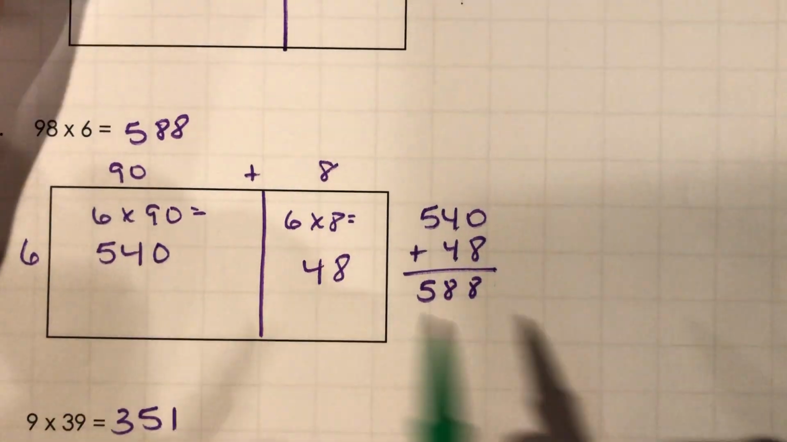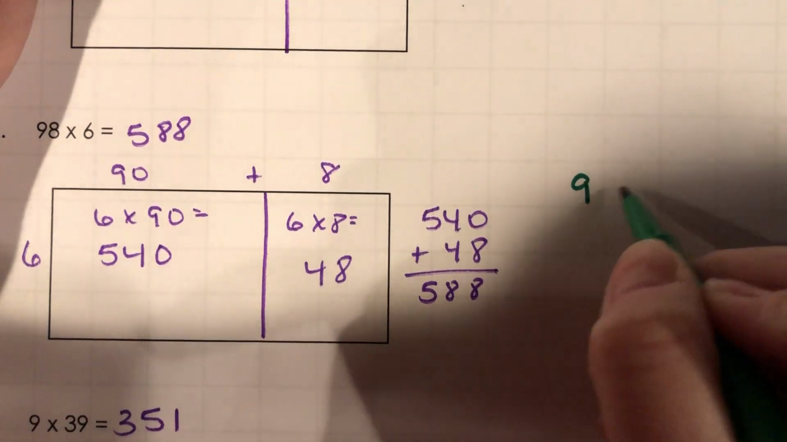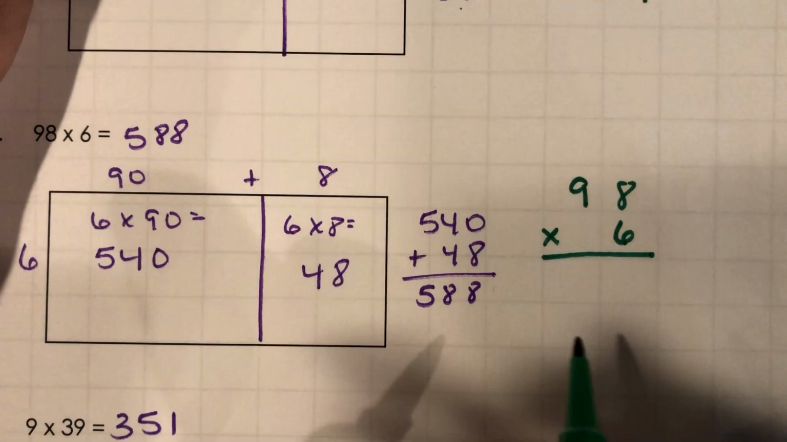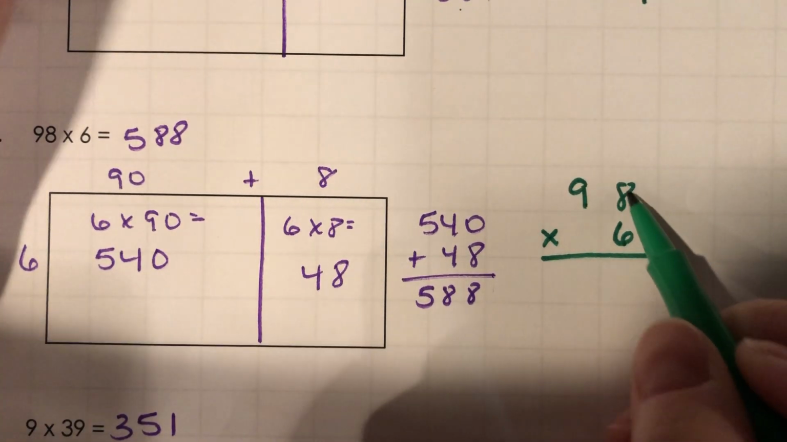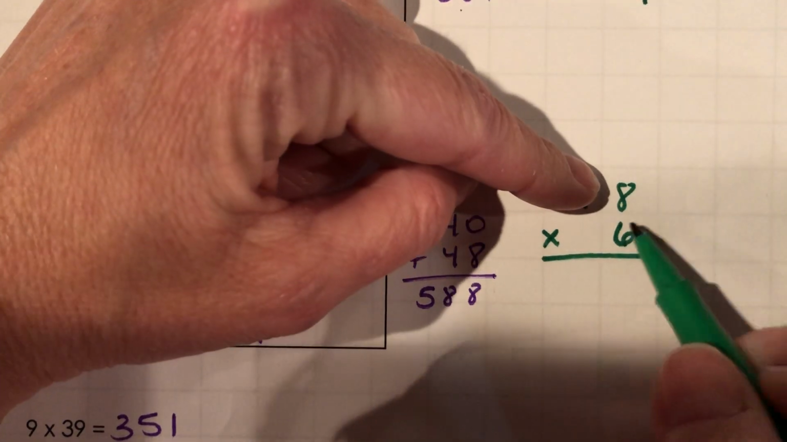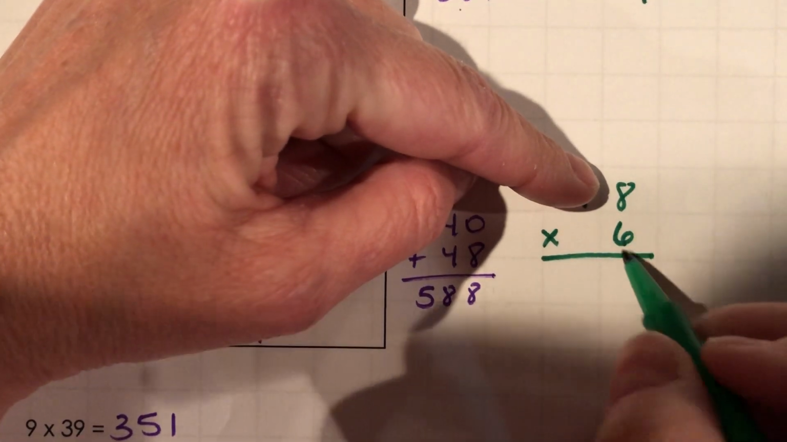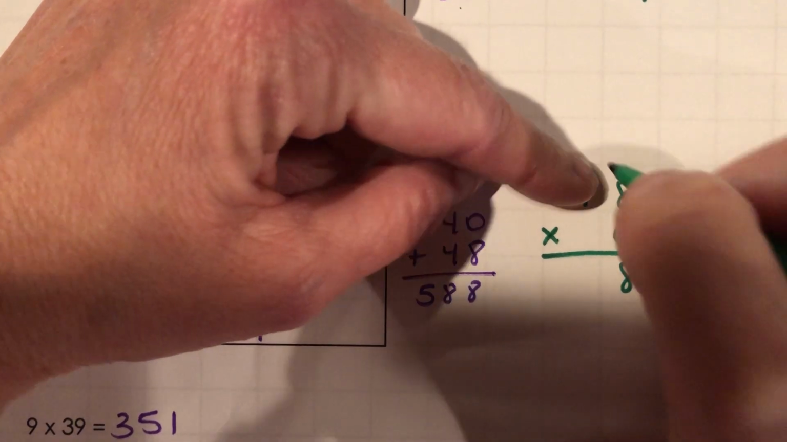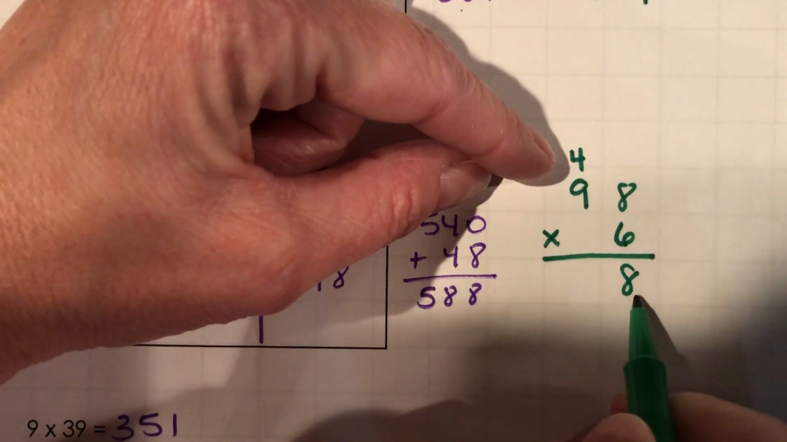All right, 98 times 6. I'm going to write the 98 in the top spot, and I'm going to put the 6 right underneath the 8. And again, I'm going to multiply the 6 by the 8 first. I'm going to start with my ones. So 6 times 8 is 48. I can't write 48. I can only write my 8 and carry my 4. So there's the 48.